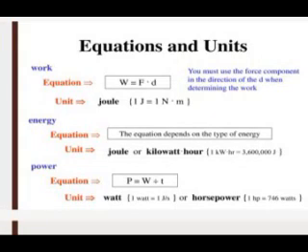The next one is the equations and units. First one, work. The equation for work is W equal to F dot D. W represents work, F means force and D is the displacement. The unit of work is Joule, represented by the term J. Next one, energy. The equation for energy depends upon the type of energy. The unit of energy is Joule or kilo.